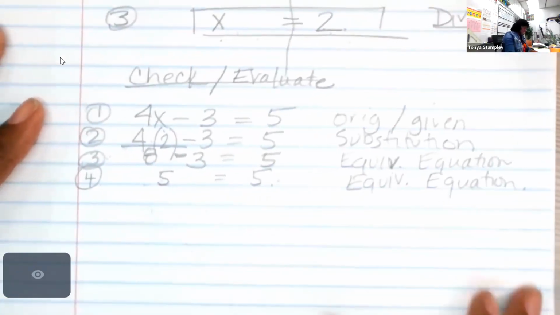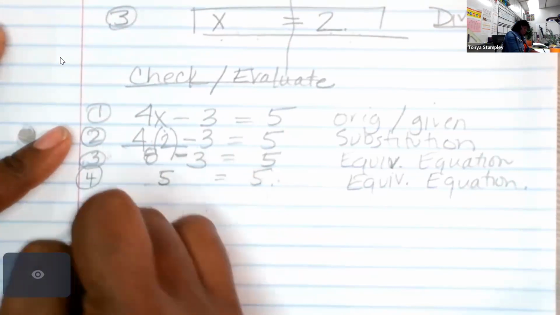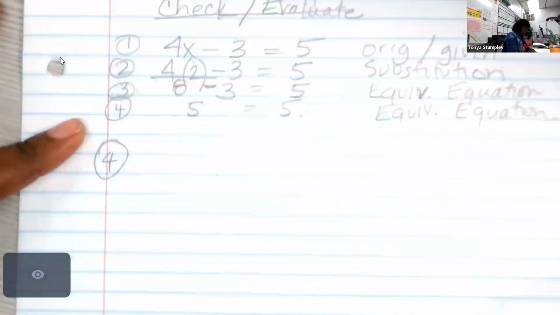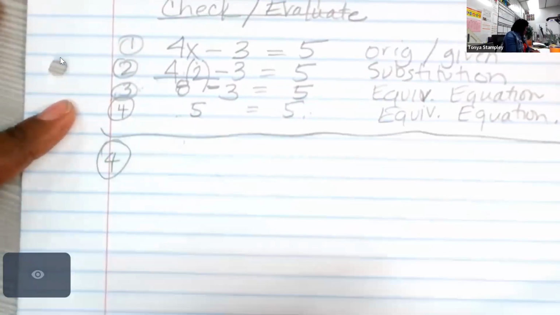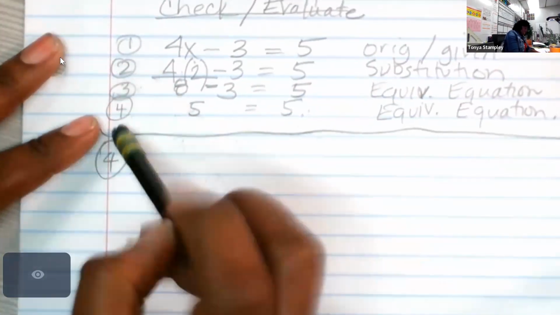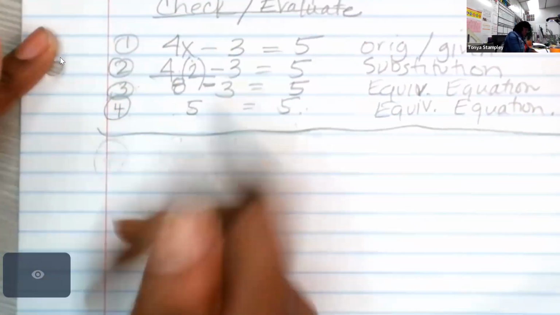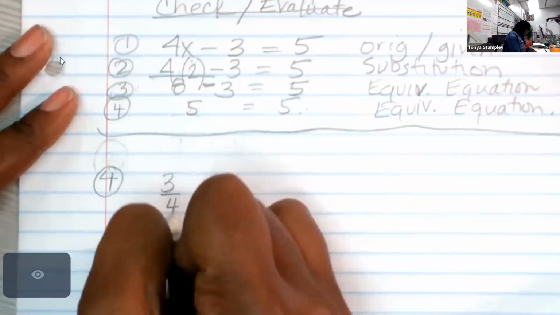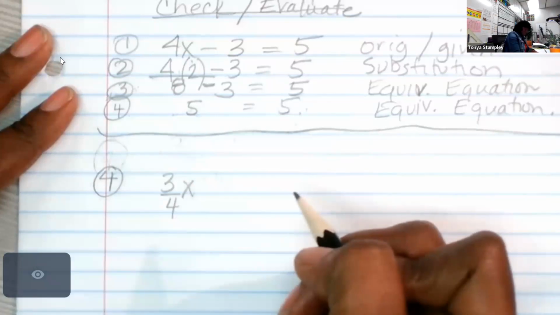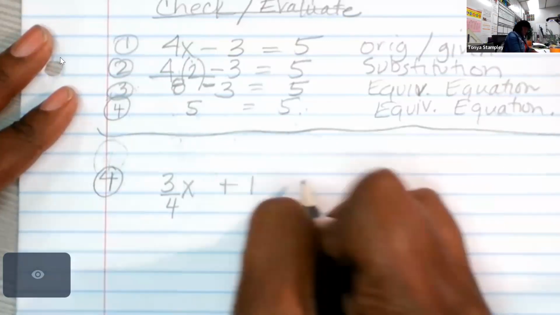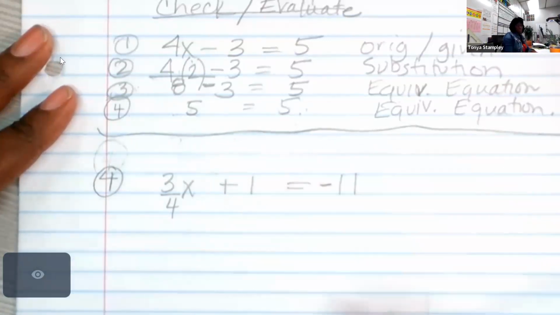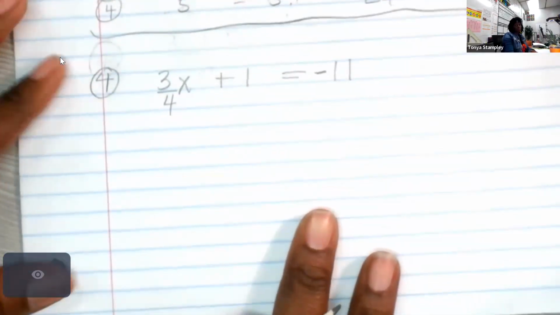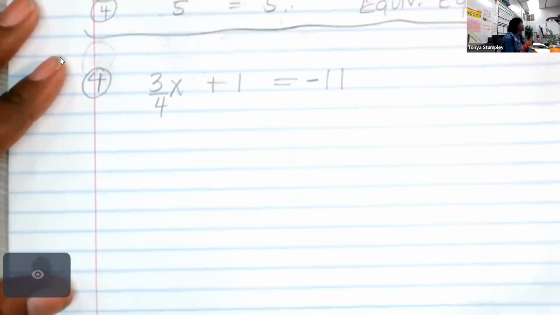All right, let's look at number 4. Number 4 says 3/4 x plus 1 equals -11. 3/4 x plus 1 equals -11.